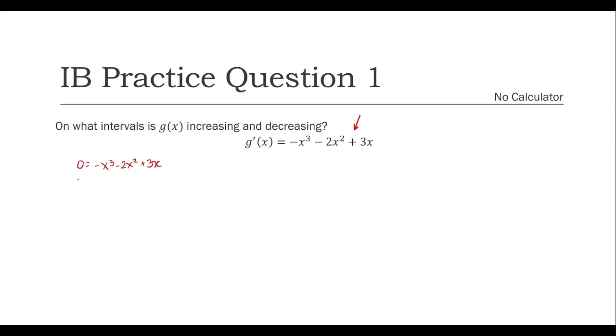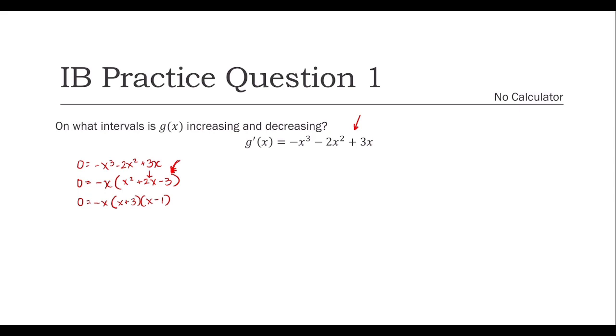So we can factor out an x, and we'll also factor out a negative so that we can not have that negative in front of our remaining x squared. So we'll have 0 equals negative x times x squared plus 2x minus 3. So now we'll factor our trinomial here. So we get 0 equals negative x times x plus 3 times x minus 1. Because 3 times negative 1 gives us our negative 3, and then 3 minus 1 gives us 2.